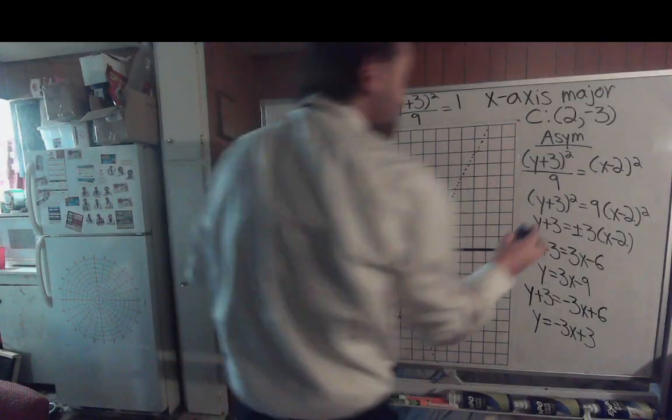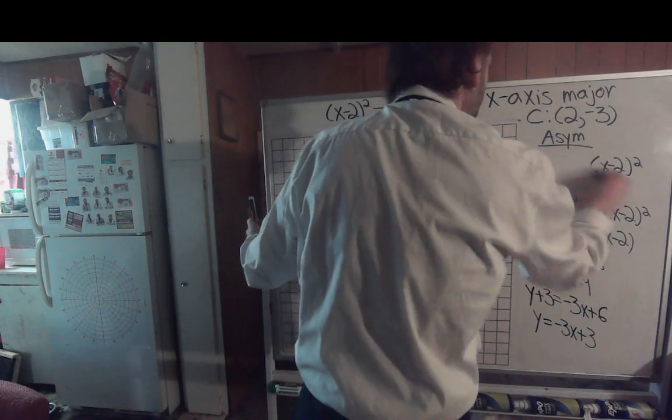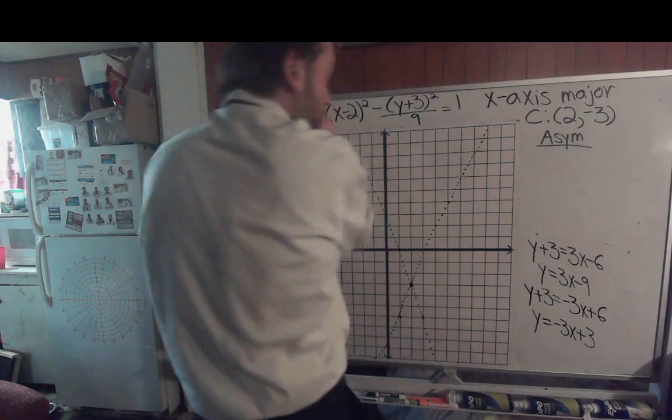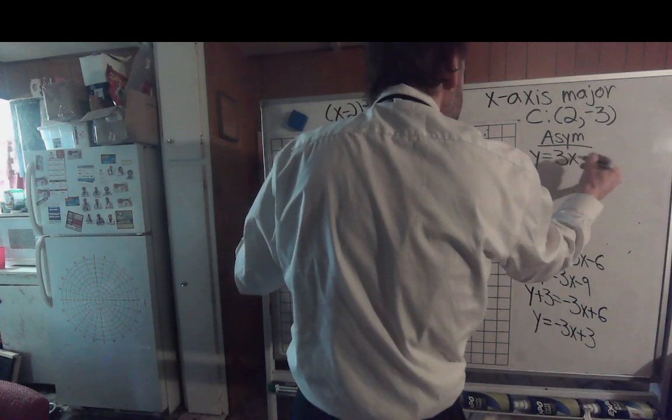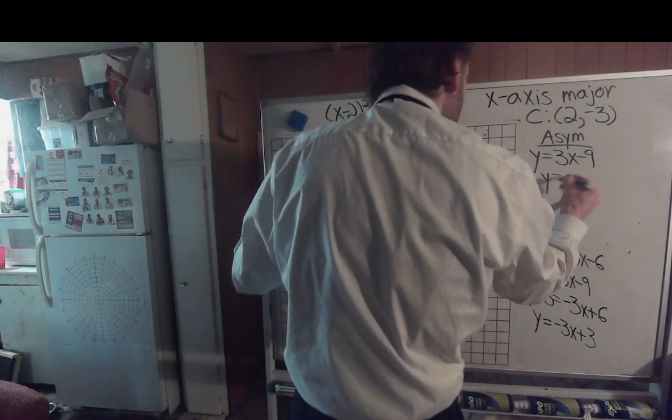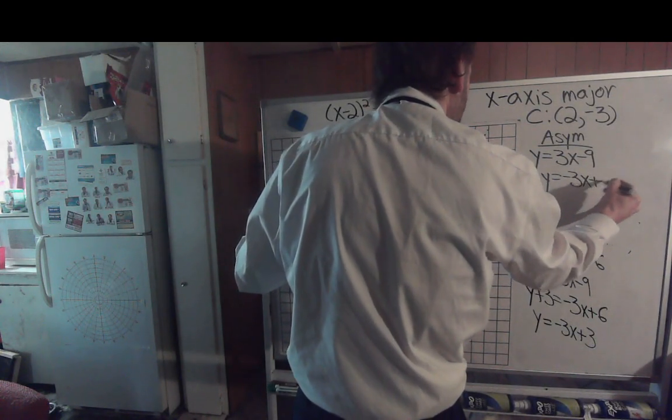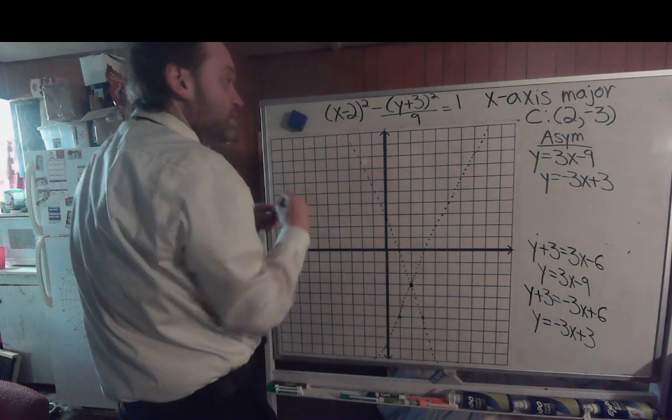We found our asymptotes, so let's just write them up here. We've seen the work we got to do now to get said asymptotes. So we'll have y equals 3x minus 9 as well as y equals -3x plus 3 for our two slant asymptotes.